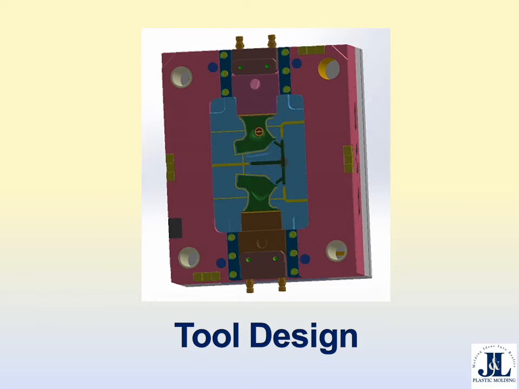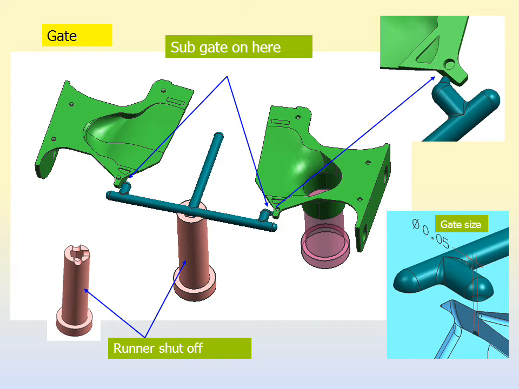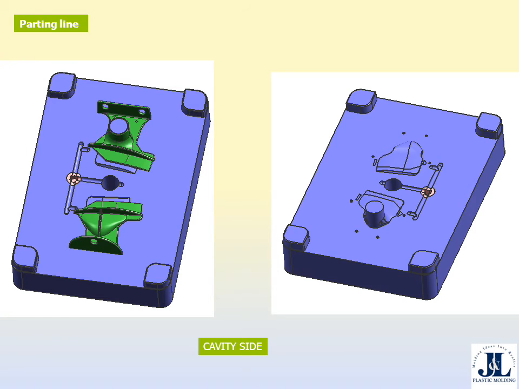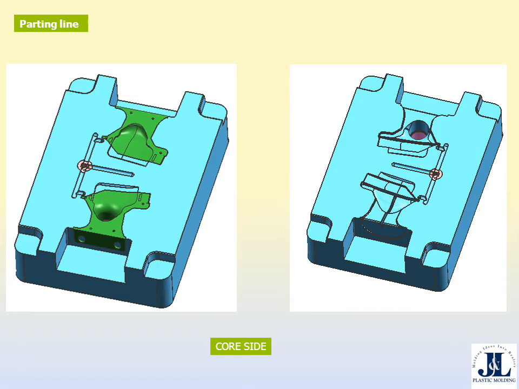We were able to review every detail of the design before the toolmaking process started. We reviewed the detail on the gate design and runner system. We saw how the parts were to be ejected. We reviewed the design of the cavity side parting line, as well as the parting line design on the core side. J&L approved the design of the tool, and the toolmaking stage began.